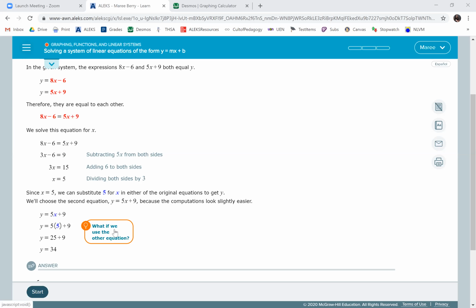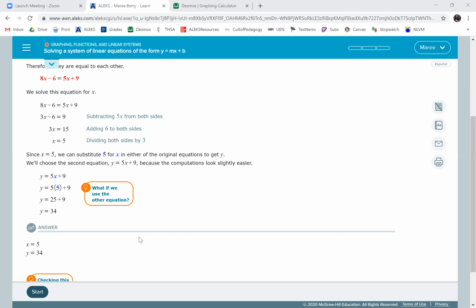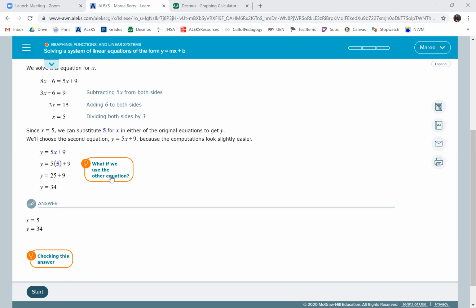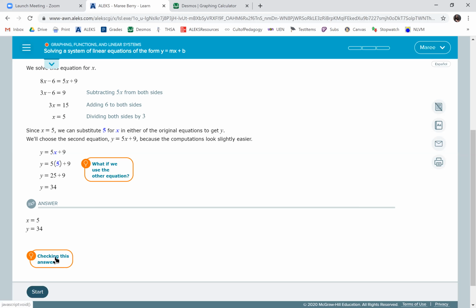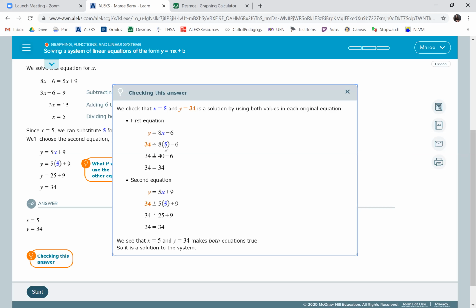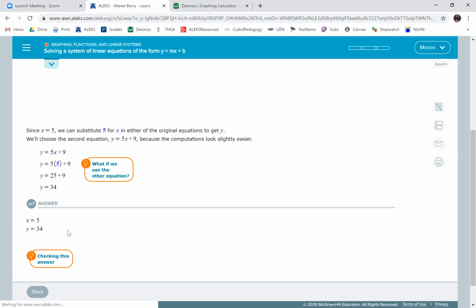They have a good question here. What if we use the other equation? It shouldn't matter because that point xy is going to be the same for each equation. It should work in both equations. And that's what it says. You're going to get the same value for y no matter what. And then to check, you can plug in 5 for x and 34 for y and just see if it makes a true statement. Okay, let's try some examples.